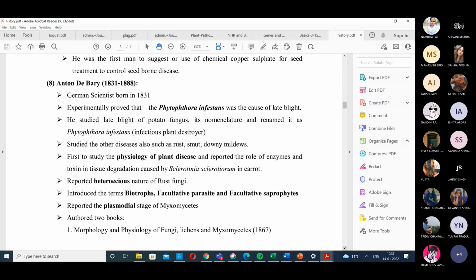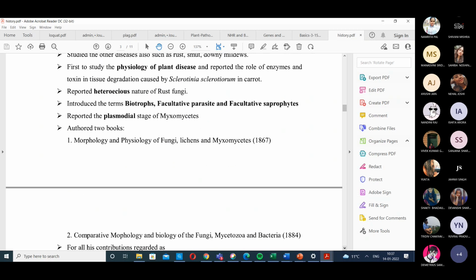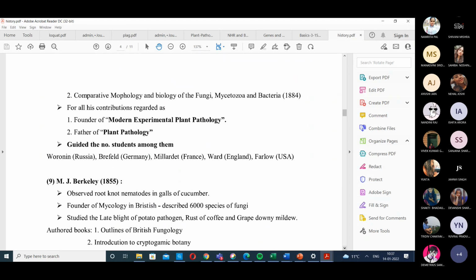He reported the heteroecious nature of rust fungi. He also introduced terms such as biotrophs, facultative parasites, and facultative saprophytes, right? And he authored two books, Morphology and Physiology of Fungi, Lichens and Myxomycetes, and Comparative Morphology and Biology of Fungi. And for all his contributions, he is known as the founder of modern experimental plant pathology, and he's also regarded as the father of plant pathology. So Anton de Bary is regarded as the father of plant pathology. He also guided some famous people as his PhD students also.